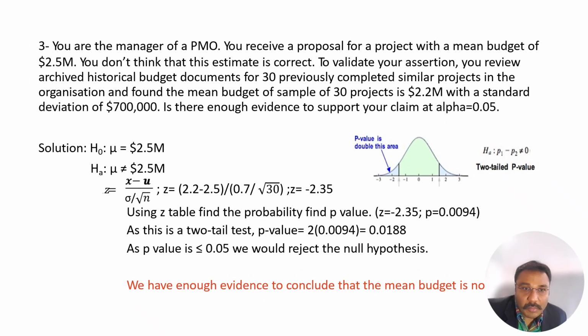So the third example we are looking at is testing whether a proposed budget of 2.5 million is reasonable or not. Using historical data for 30 completed projects, we run a Z test. The p-value we get is 0.018, which is below 0.05. So we reject the null hypothesis. This means the proposed estimate is probably incorrect and the project is likely over or under budget.